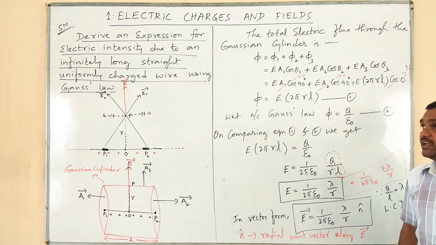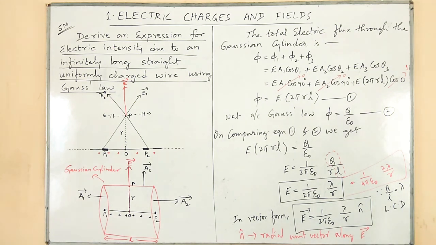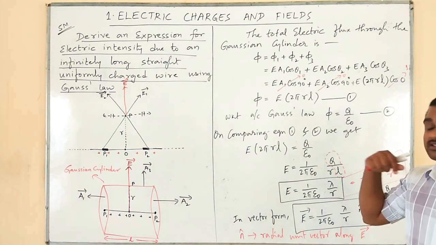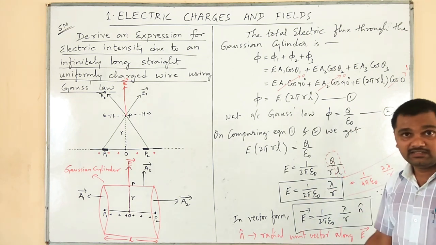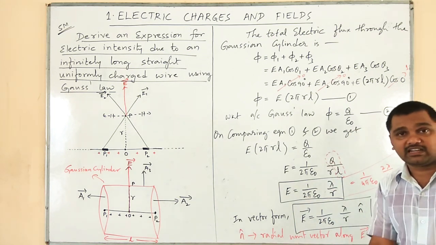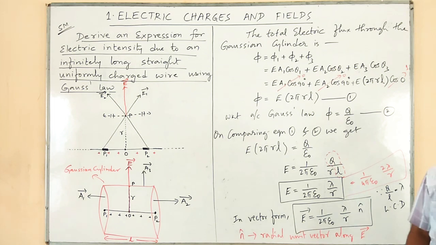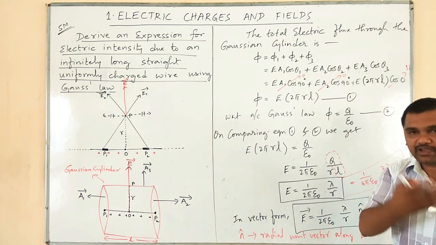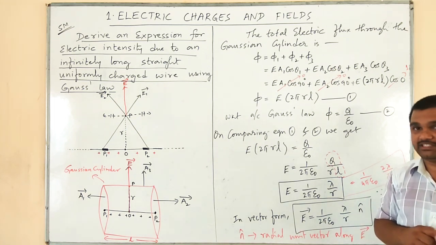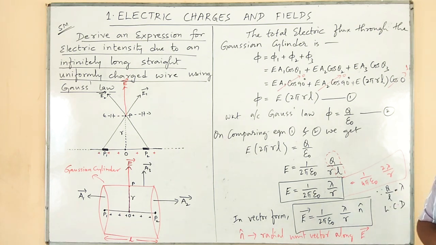Okay. In the next class, let us derive the final derivation, that is the third application of Gauss. That is the expression for electric intensity at a point due to an infinite plane sheet which is uniformly charged. So in the next class, let's discuss that. Anyhow, thanks for watching.